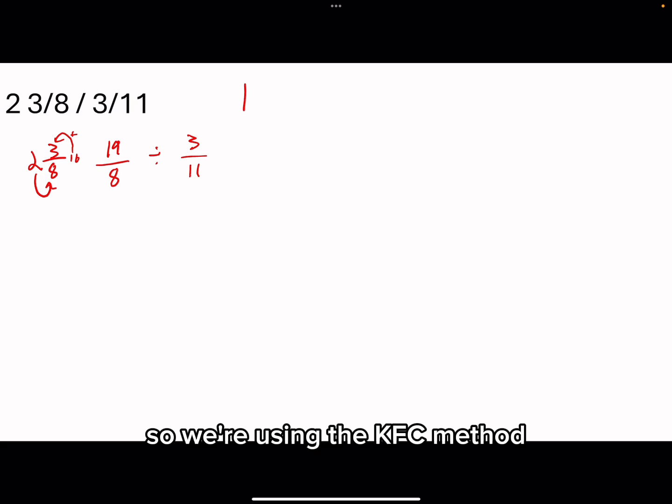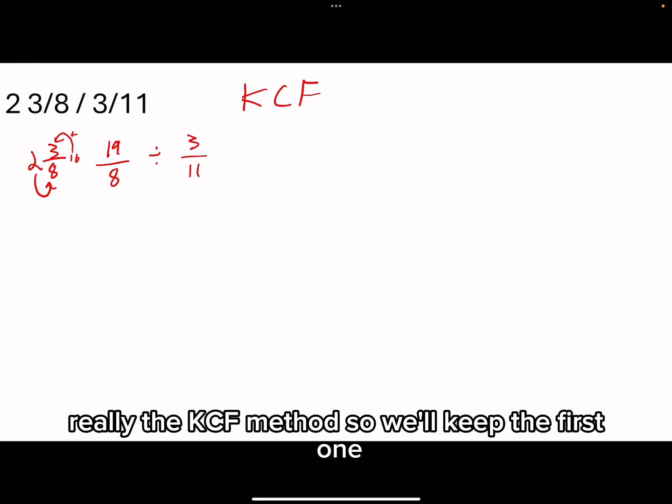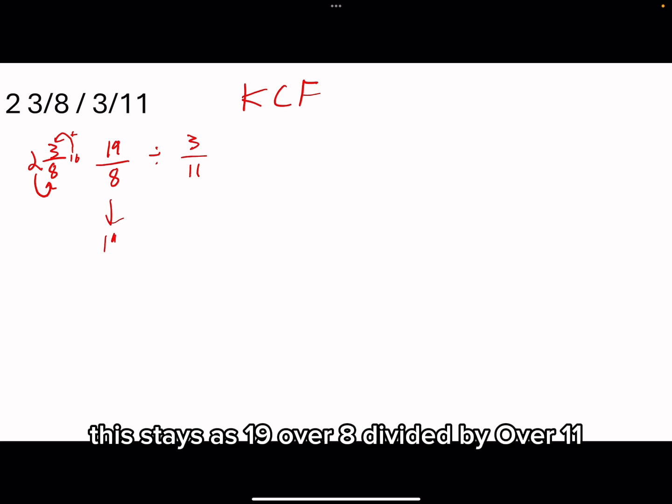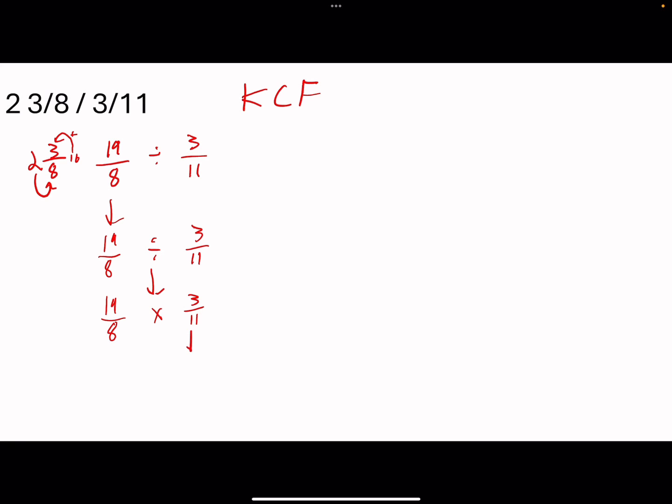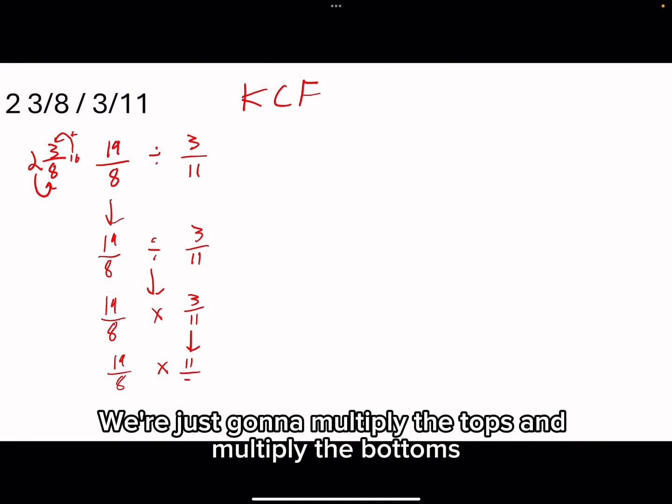Okay, so we're using the KFC method, really the KCF method. So we'll keep the first one. This stays as 19 over 8 divided by 3 over 11. We'll change the sign. So we'll have 19 over 8 times 3 over 11. Then we're going to flip. And we're going to have 19 over 8 times 11 over 3.